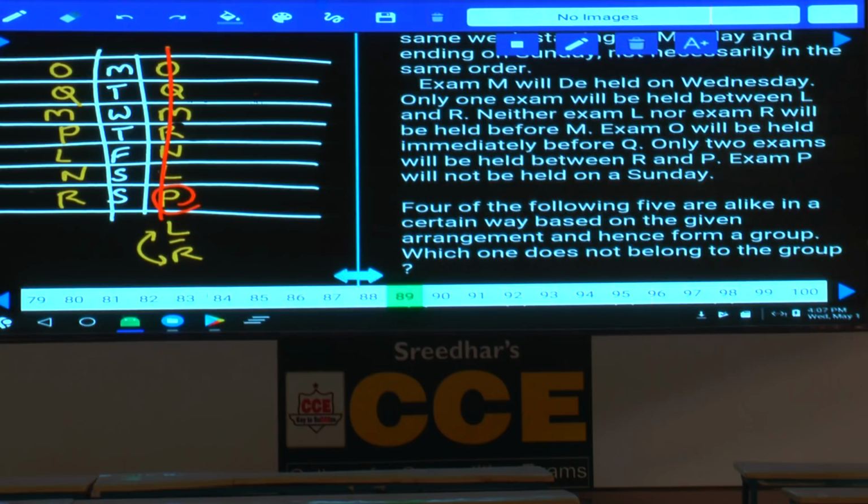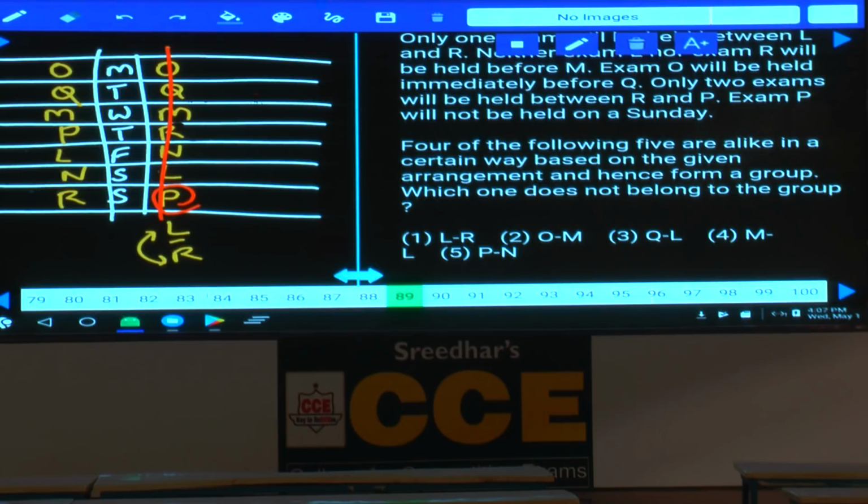And question number 89. And 4 of the following 5 is nothing but an odd man out. L and R. Now L and R, between L and R there is exactly 1 person. O and M, 1 person. Q and L, there are 2 persons. M and L, there is 1 person. And P and N again there is 1 person except Q and L. And in the remaining pair there must be exactly 1 person between these two.